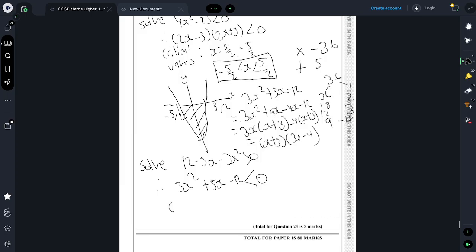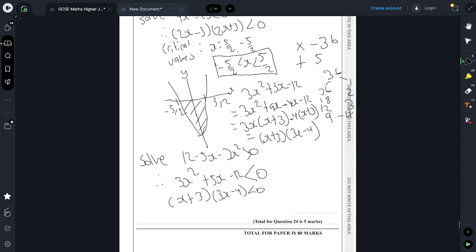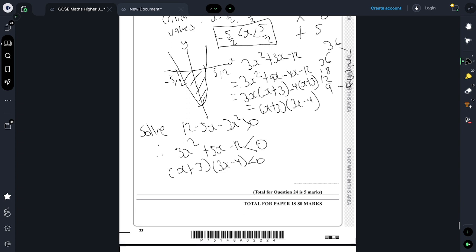Okay, so this now factorizes to (x + 3)(3x - 4) < 0. Cool. And you can see this is nicer than completing the square with dealing with messy fractions. Okay, so again, exactly the same procedure.